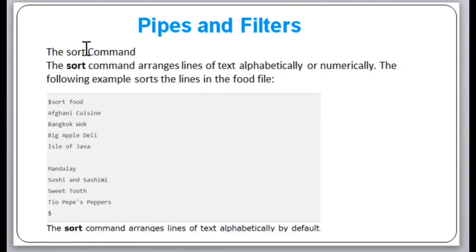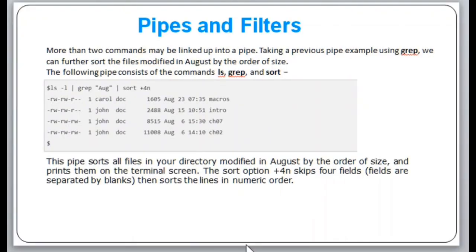The sort command arranges lines of text alphabetically or numerically. The following example sorts the lines in the food file. So we do sort food, and it sorts it here. You can see the example here. By default, it's going to sort it alphabetically. Okay. All right, let's go to our next slide here.